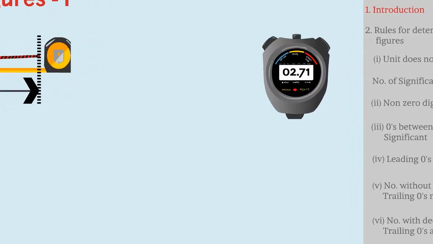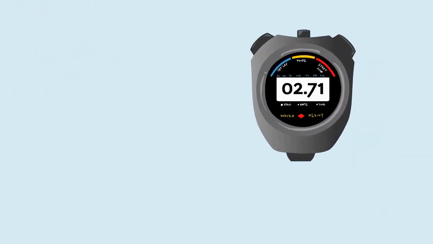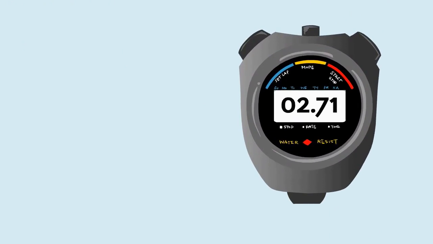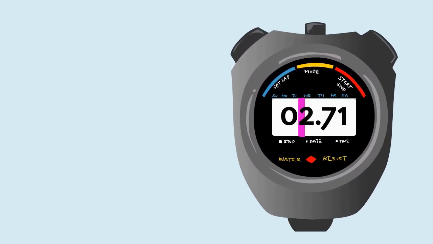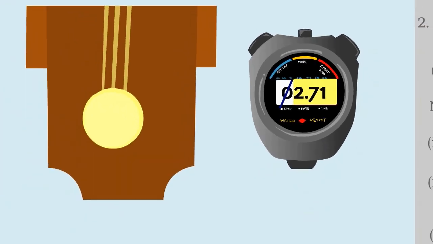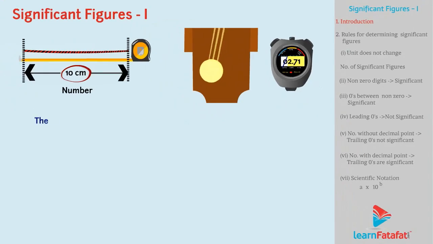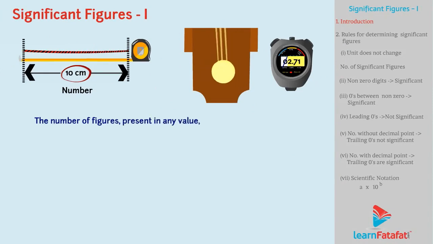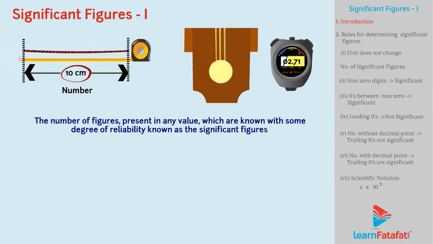If you carefully look at this number, then you will come to know that the information is reliably conveyed by the last 3 digits only, and the first digit is unnecessary. So, we can say that there are 3 significant figures in this number. In simple words, the number of figures present in any value which are known with some degree of reliability are known as the significant figures.